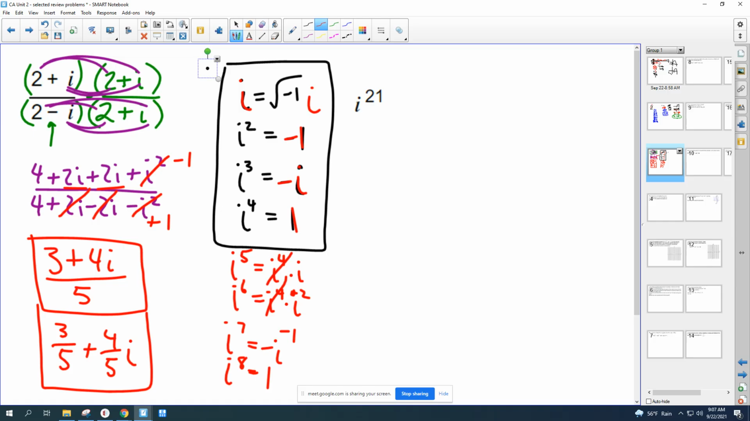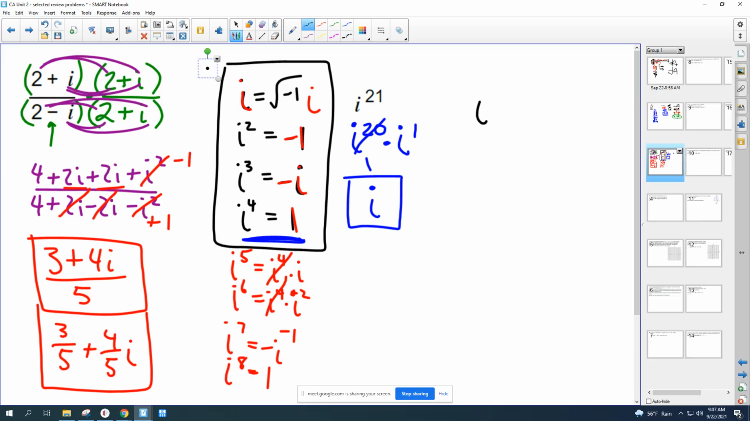So if you wanted to, you could just count all the way up to 21 in this problem. But the easiest thing to do is to say, well, I know that every multiple of 4 is going to equal 1. And so what I would do is rewrite i to the 21st power as i to the 20th times i to the 1st, knowing that i to the 20th equals 1. Multiples of 4. 1 times i to the 1st is just going to be i.